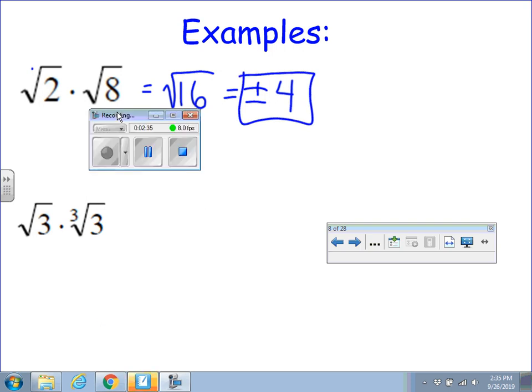Now we have the next problem, which is the square root of 3 times the cube root of 3. Well, they're both possible, but hang tight.